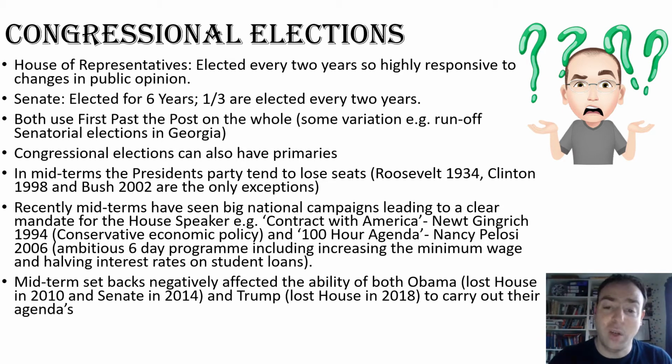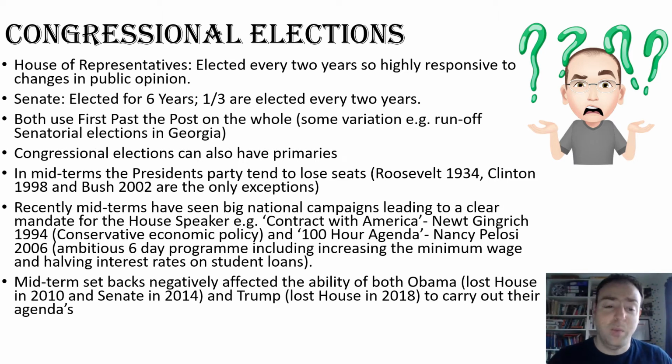We saw the 100-hour agenda by Nancy Pelosi in 2006, which was a really ambitious 6-day program, including things like increasing the minimum wage, halving interest rates on student loans. And generally speaking, again, this was very successful, and we saw a real shift in policy because of it. And again, Bush having to follow through on a lot of what was being demanded.